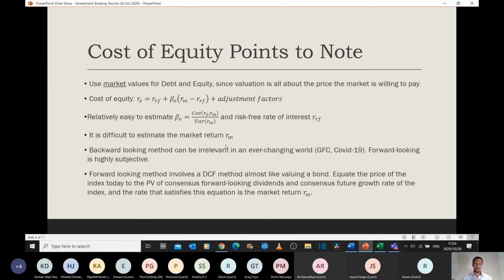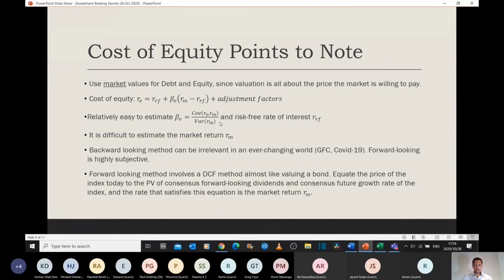You just take a relevant enough history and you calculate the covariance, which is like the nature and the size of the variability between your individual share and the market. Okay, divide that by the market variance and it gives you a coefficient, which is your beta. Okay, so this is actually easy to estimate using historical data.